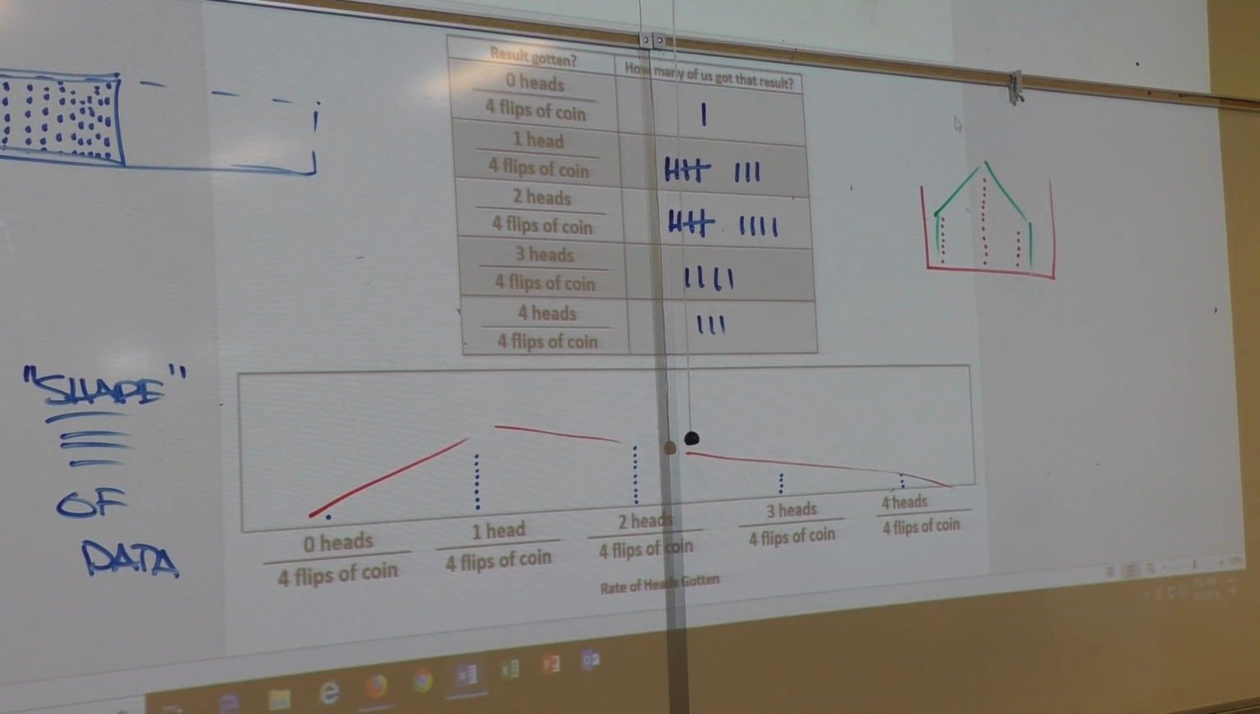Cool? Next, number 9. I want you to write whatever your fraction is, but I want you to write it with a denominator of 10. Times 2.